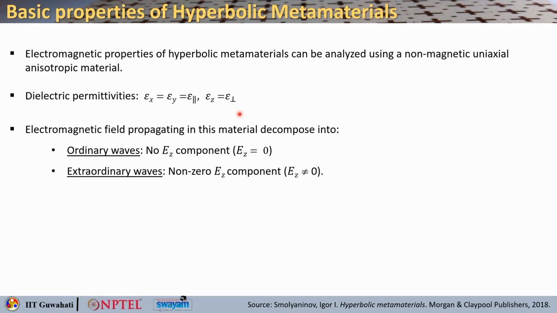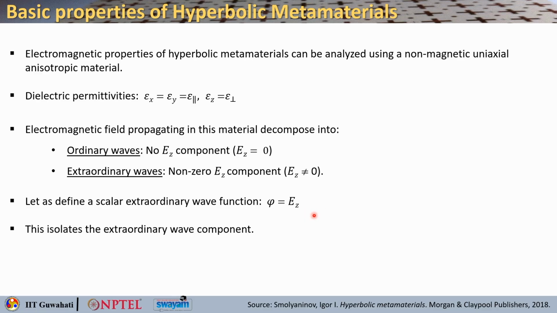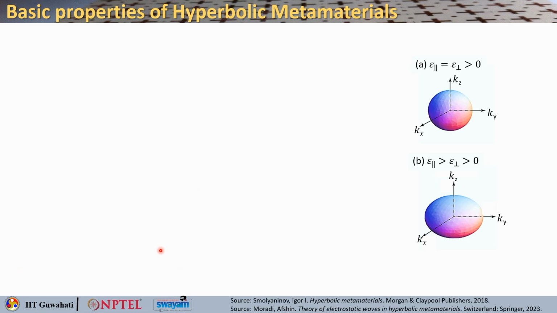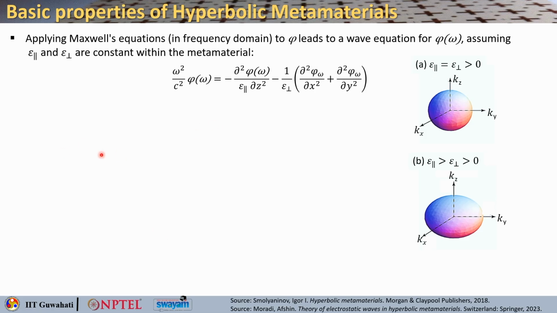So, what will happen in this kind of a material when it interacts with electromagnetic field? You will see that the electromagnetic field can be decomposed into ordinary wave and extraordinary wave. Okay. So, you will see in one case you will find no Ez component, in other case you will find a non-zero Ez component, right. So, let us define a scalar extraordinary wave function which is phi equals Ez, and this basically isolates the extraordinary wave component.